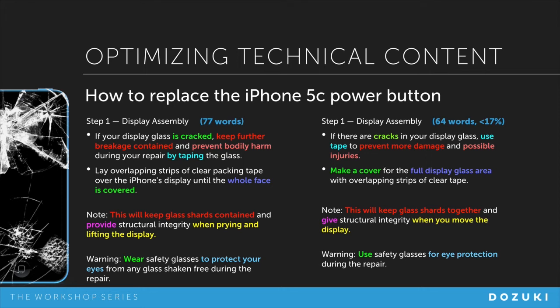And also, it may not be very obvious to Americans or to native speakers that the sentence on your left sounds very colloquial, and it may not be neutral enough for a non-native speaker to understand. So we simply rewrote this by saying to prevent more damage and also possible injuries, rather than to say bodily harm or to contain the breakage, for example. And also, again, tape is really a technical noun that you use instead of turning it into a verb.